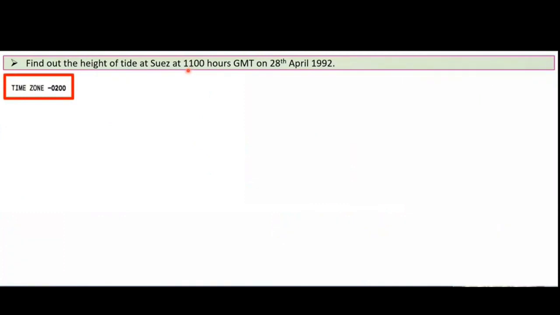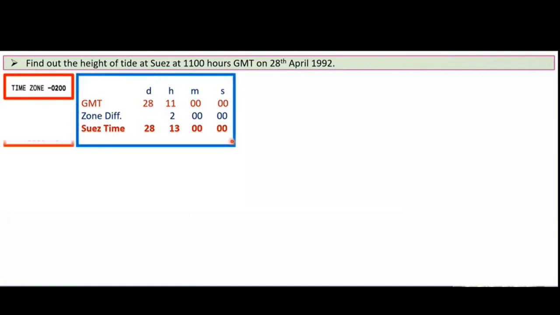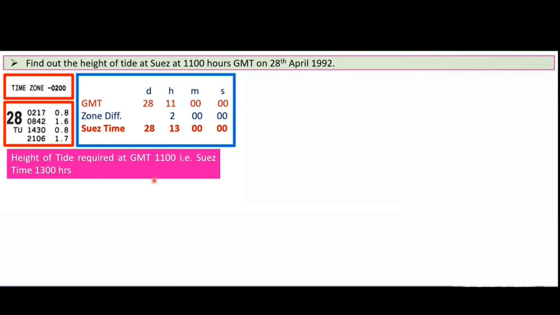Tide required is for 1100 hours GMT. So we'll have to convert GMT into Suez time. So GMT is 28th April, 11 hours. Zone difference is 2 hours. We know Suez is 2 hours ahead of Greenwich. Therefore, when it is GMT 1100 hours, Suez time shall be 1300 hours. So that means we have to calculate the height of tide at 1100 hours GMT, which is the same as Suez time 1300 hours.